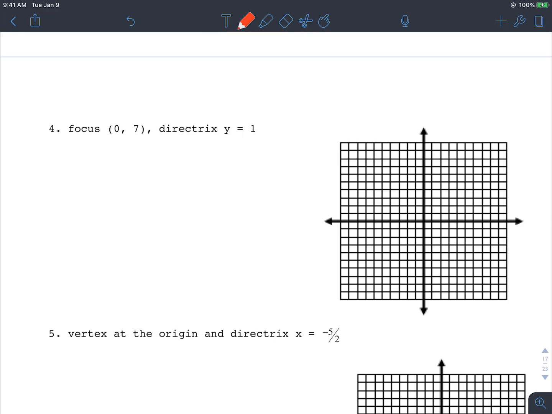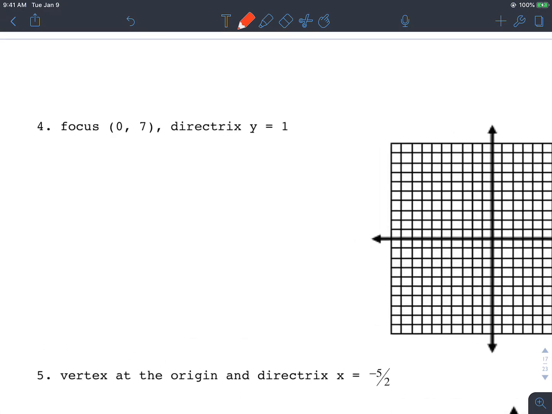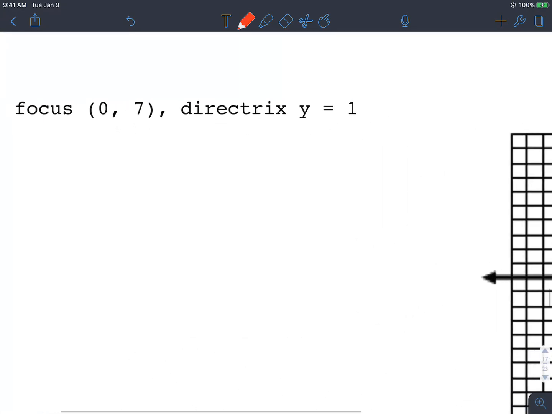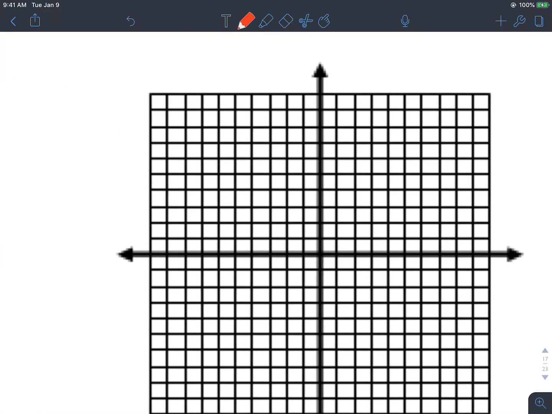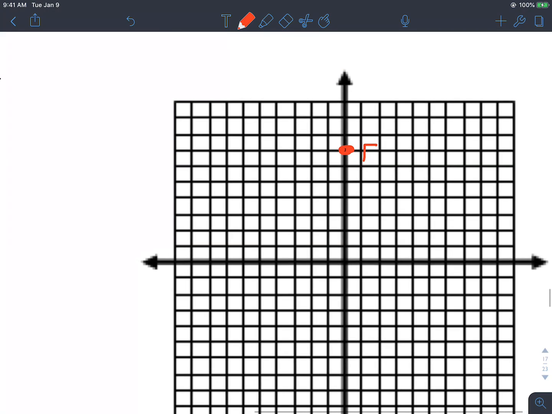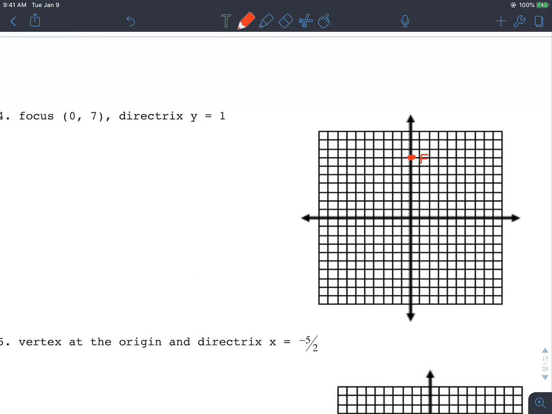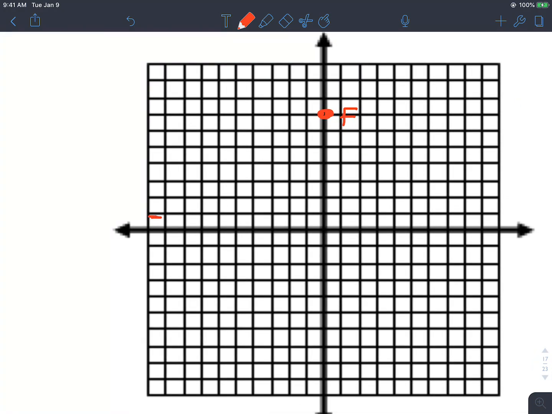What makes this one a little bit different is notice the focus here. They give us the focus. They also give us the directrix, but they actually don't give us the vertex. So we're going to have to use a little bit of logic here. (0, 7) for the focus, that's way up here. And then the directrix is at the line y equals 1, which, you need to know, is a horizontal line.